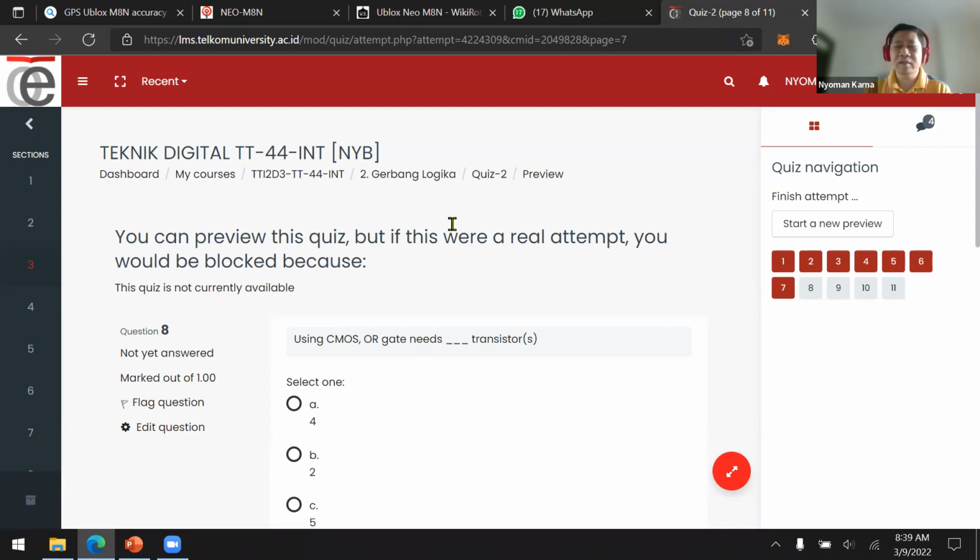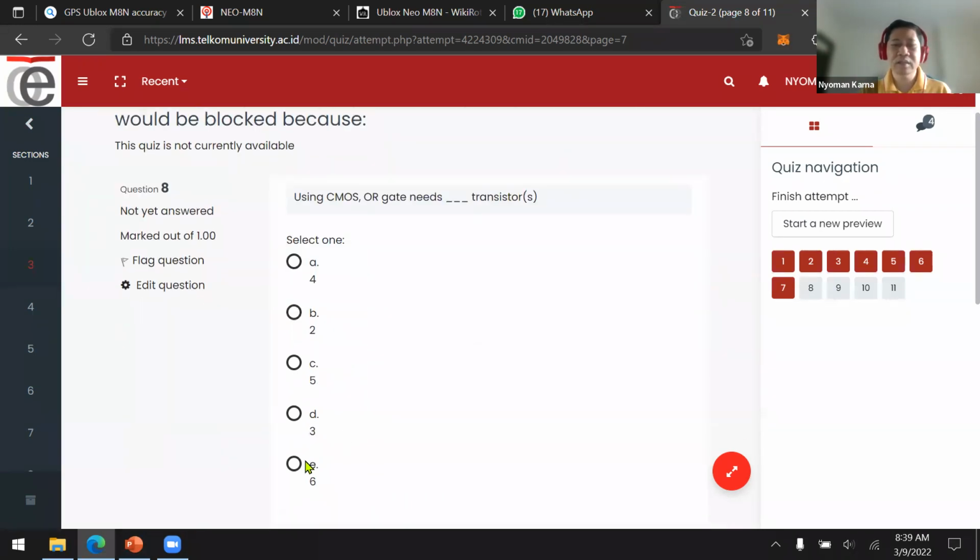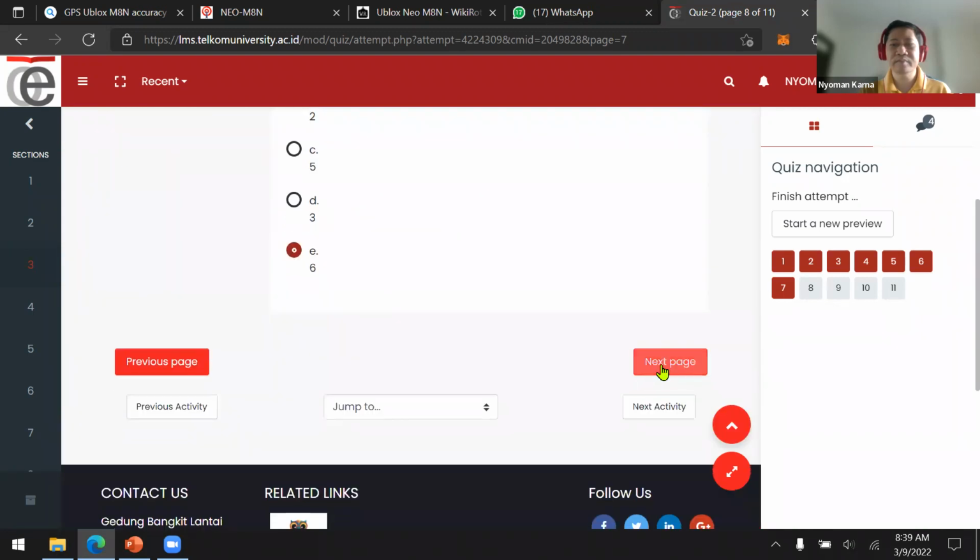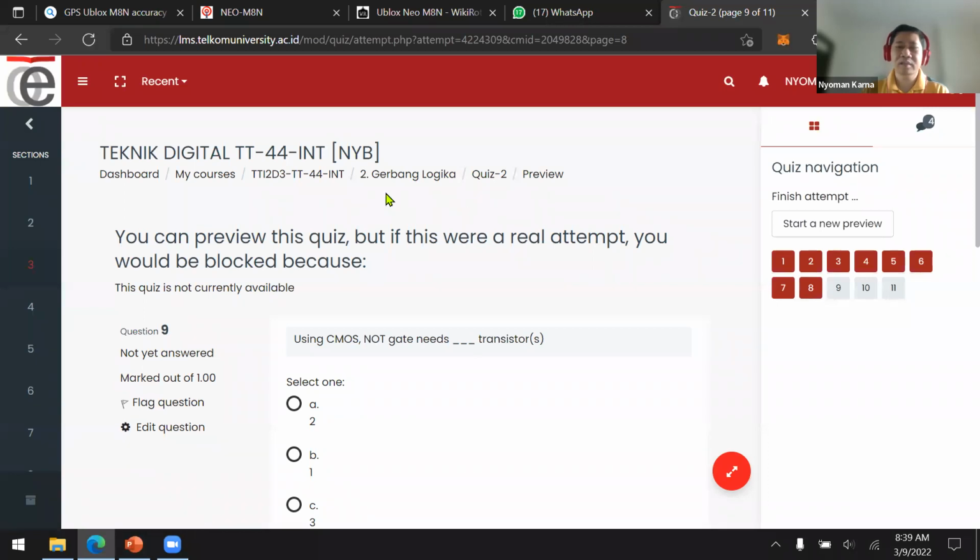How about the OR gate? The same thing as the AND gate. The OR gate is a NOR plus an inverter. NOR needs 4 transistors. The inverter needs 2 transistors. So the total is 6. Okay, next. The NOT gate is the logic gate that needs only 2 transistors, 1 PMOS and 1 NMOS.